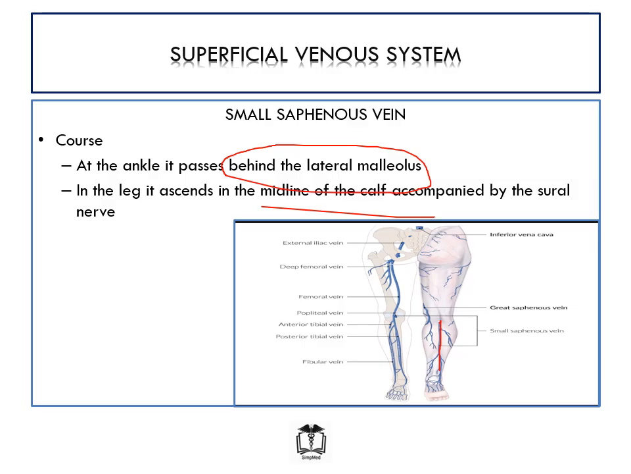It is accompanied by the sural nerve, and this is in contrast to what we saw with regards to the great saphenous vein. The great saphenous vein is accompanied by the saphenous nerve as it's coursing through the leg towards the thigh, whereas the small saphenous vein is accompanied by the sural nerve as it's coursing through the leg towards the knee.